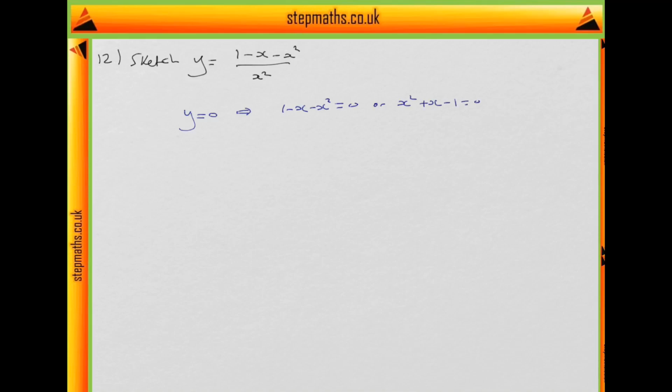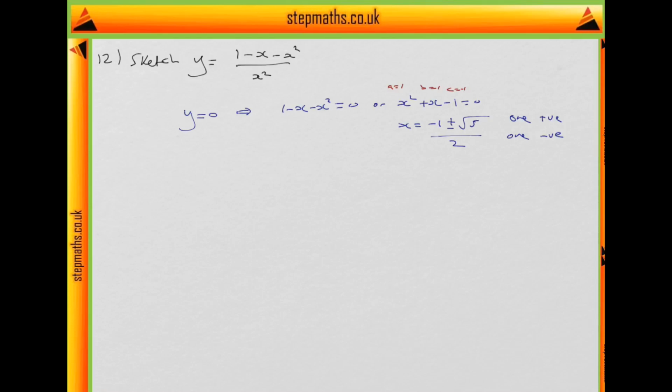This doesn't factorize nicely, so we just plug the values into the quadratic formula. We know a equals 1, b equals 1, and c equals minus 1. So we get x equals minus 1, plus or minus the square root of b squared, 1, minus 4 times 1 times minus 1, plus 4, so 1 plus 4, 5, over 2a, 2. So we see we're going to have one positive and one negative root. Okay, fine, so we have our roots.